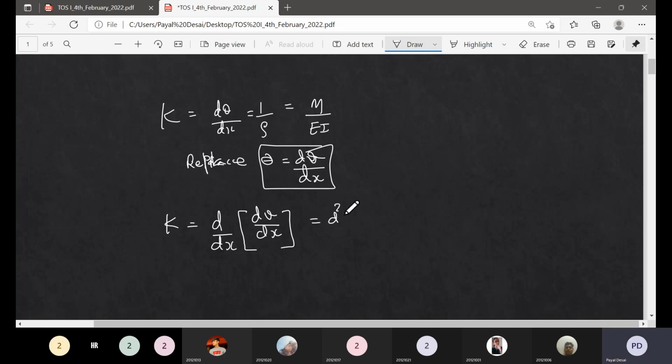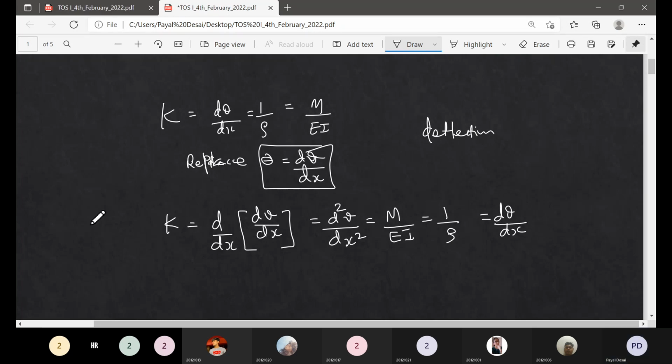This will be d square v by dx square is equal to M over EI, or 1 by rho. So everything is related now. We have deflection. We have dv by d theta, which is your rotation also. So I may further write d theta by dx, the same equation. I relate angle of rotation, I relate deflection, I relate moment, I relate curvature, I relate radius of curvature. The picture is very clear in front of us.